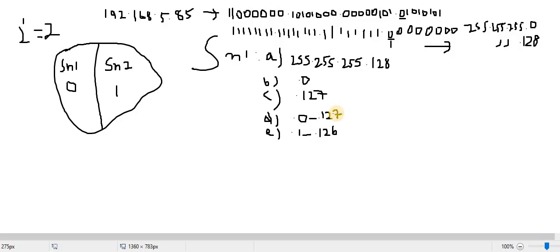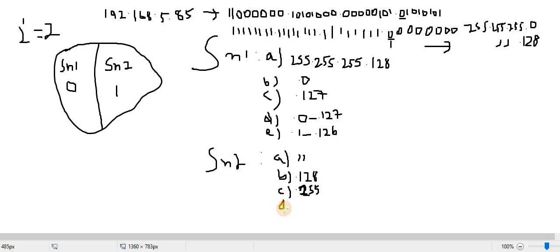Question D is range of IP addresses, just the total IP addresses in subnet 1. So that will be from dot 0 to dot 127. E, host addresses or range of usable IP addresses. That will be the network address plus 1, which is dot 1, so 192.168.5.1 to dot 126, because dot 127 is the broadcast address. The last host address in subnet 1 would be the broadcast address minus 1, alright, 126.